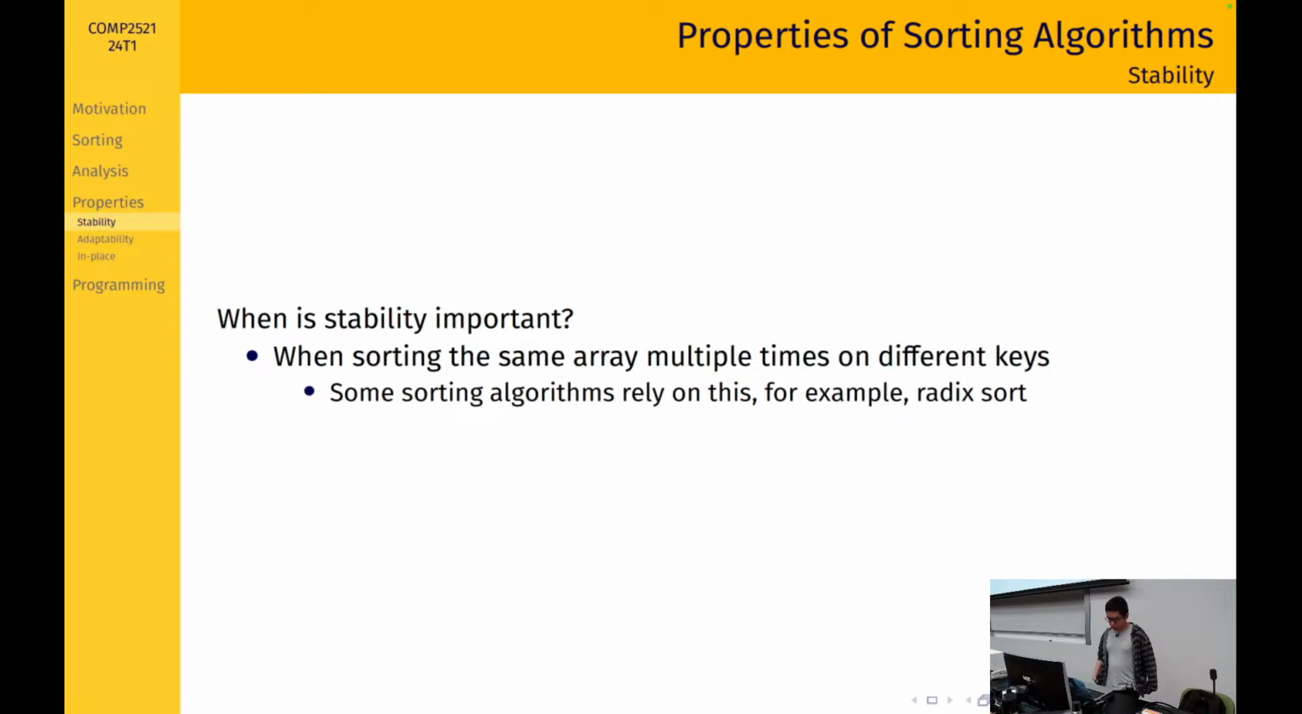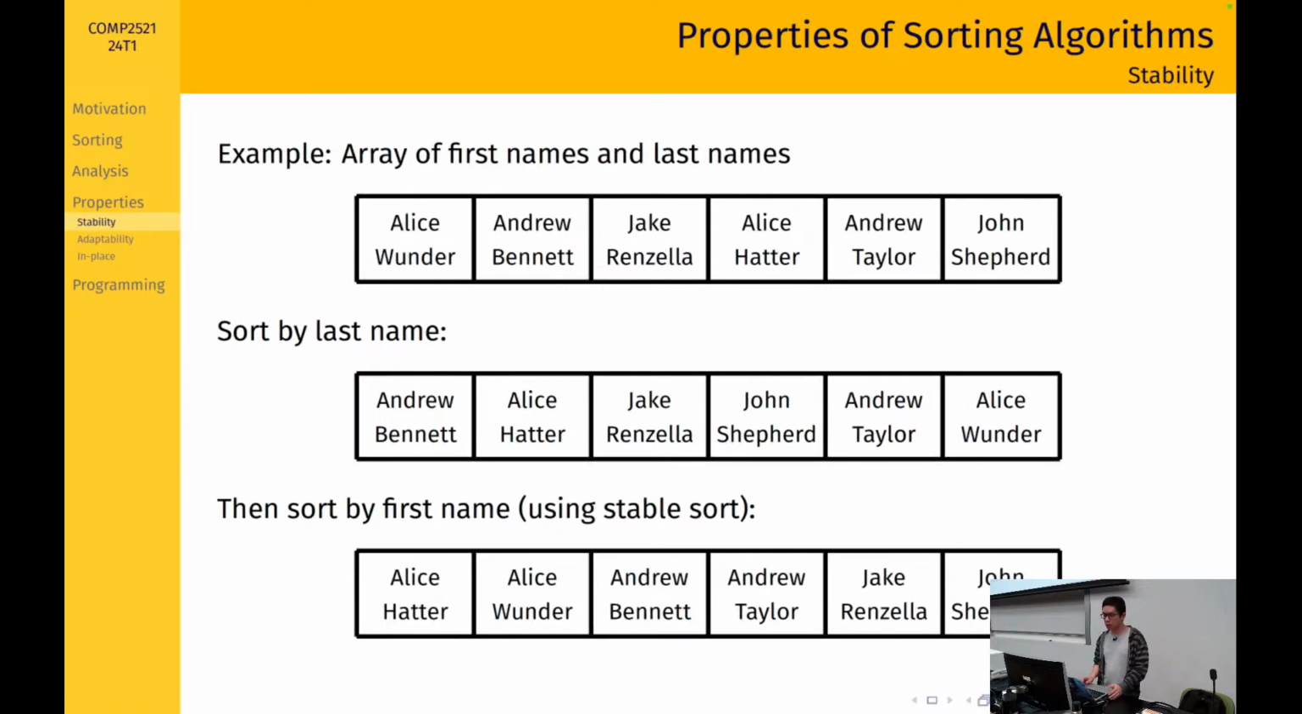Okay, so why do we care about stability? When we sort the same array multiple times on different keys, often we'll want the items to remain in the same relative order. Some algorithms rely on this, such as radix sort, but that's on Thursday. But here's an example of why we might want a stable sort.